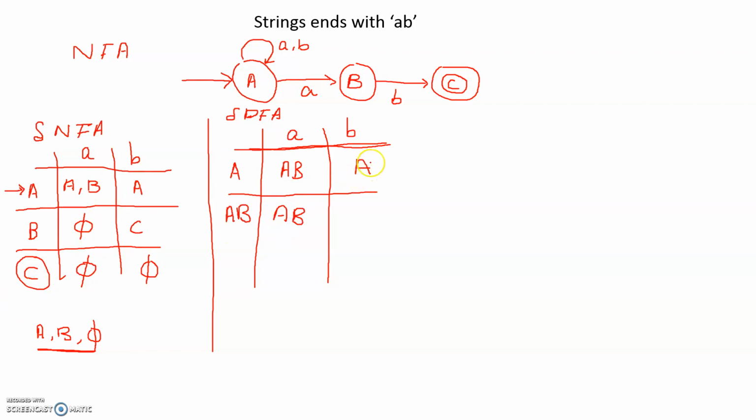Okay, similarly on seeing a B, if the automata is at state AB, on seeing a B, where to go? You need to look at the NFA's table. At state A, on seeing a B, it will remain in state A itself. On state B, on seeing a small letter B, it will go to state C. You can combine these two states, that is A and C, and take the union, that is AC. So we will write AC here.